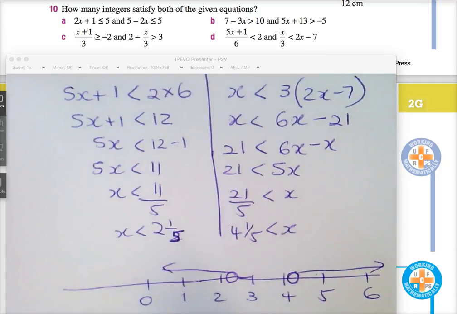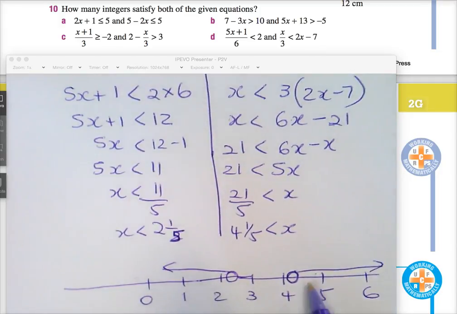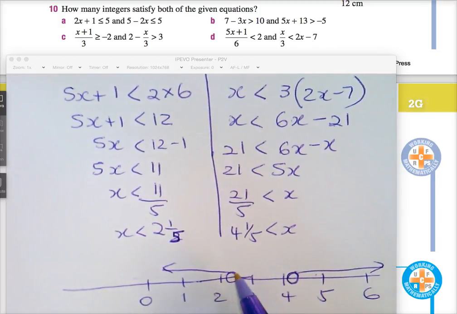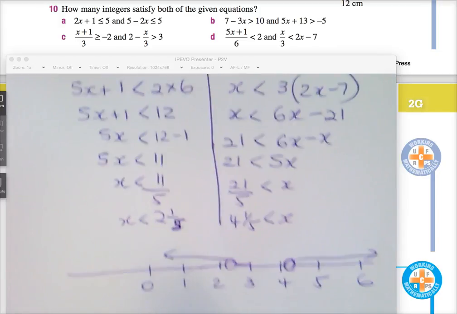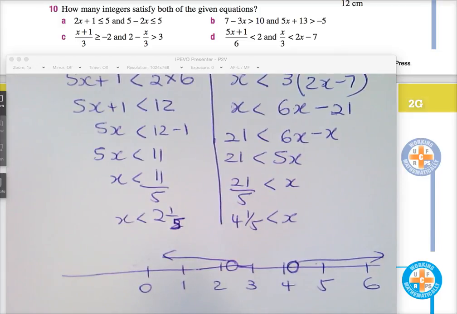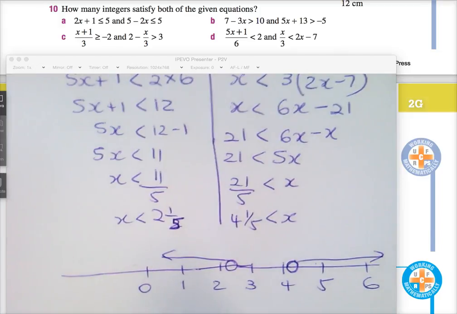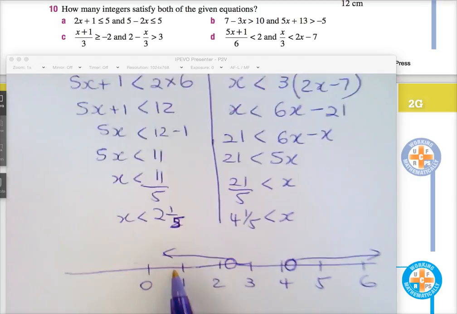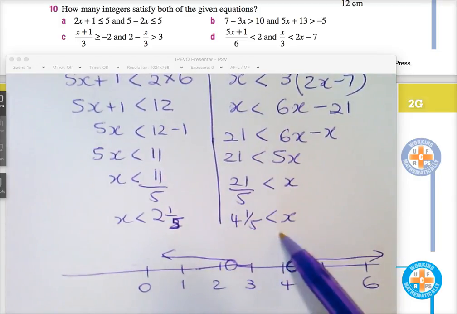So girls, is there one solution? So x is greater than 4 and 1/5. X is less than 2 and 1/5. Is there an overlap? No, there's no overlap. So how many integers, which are whole numbers, satisfy both equations? None. The answers to this one are 5, 6, 7. The answers to this one are 2, 1, 0, negative 1. The answers on the left do not satisfy this one on the right.